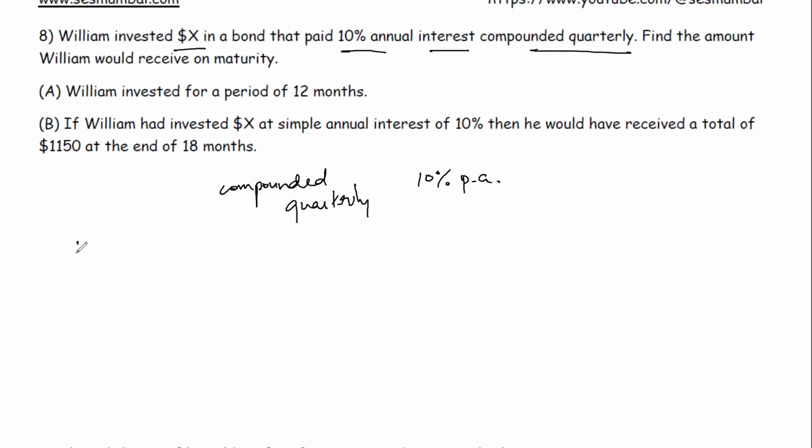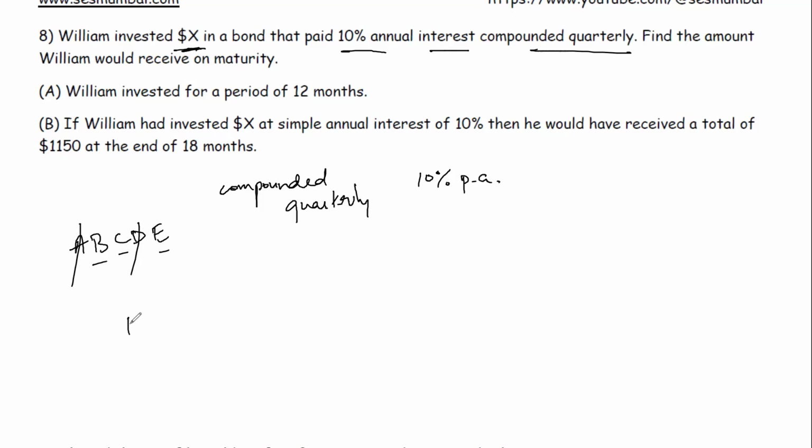Okay. So statement A, William invested for a period of 12 months. Fair enough. But yet we don't know the X dollars, so therefore we can't know the maturity amount. So A doesn't answer, D doesn't answer. So B, C, or E.